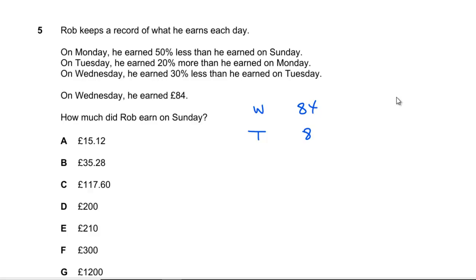So for Tuesday, we're going to want to divide by 0.7. And then on Tuesday, he's got 20% more than he had on Monday. So we can divide through by the 1.2. And then on Monday, he had 50% less than he earned on Sunday. So essentially, we're just going to be doubling this all in all by the time we get to the end of it. So, okay, we've got 84 divided by 7. We put a 10 up there. So that's going to be 12. And then 12 divided by 1.2 is 10, multiplied by 20 is 200. So D. At least they gave us some nice numbers there.